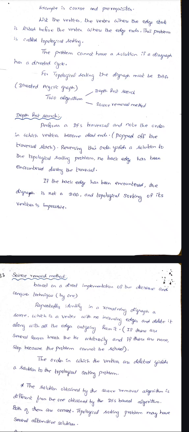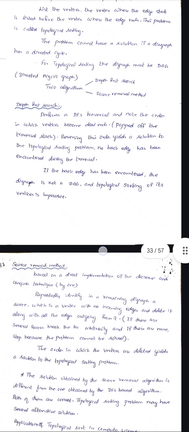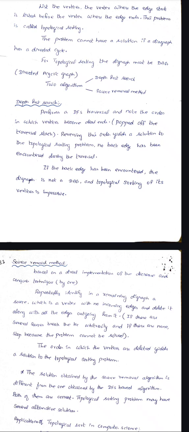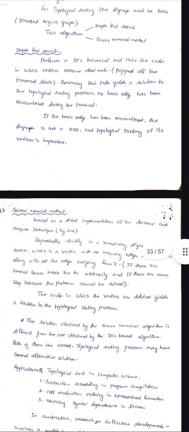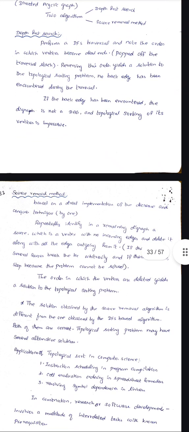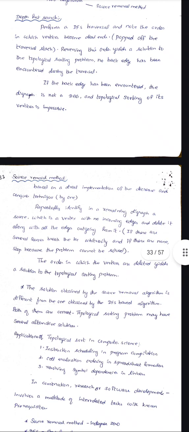Directed acyclic graphs, depth first search: perform a DFS traversal and note the order in which vertices become dead ends, that is, popped off the traversal stack. Reversing this order yields a solution to the topological sorting problem, provided no back edge has been encountered during the traversal. If a back edge has been encountered, then the digraph is not a DAG and topological sorting of its vertices is impossible.